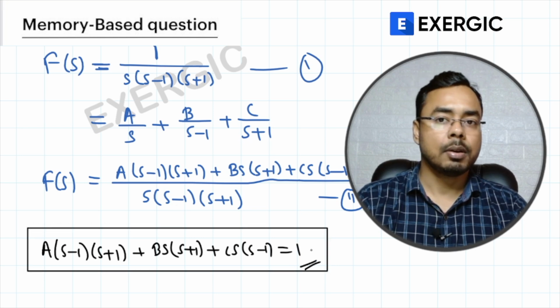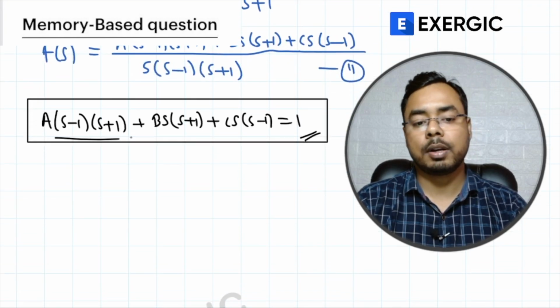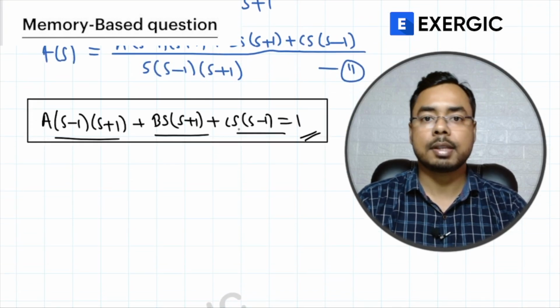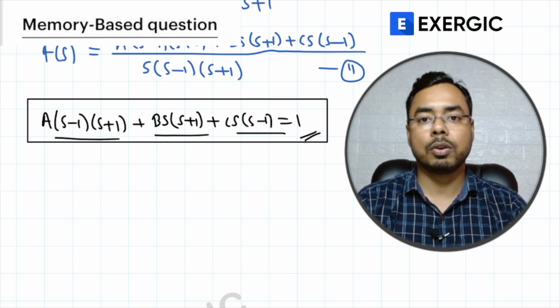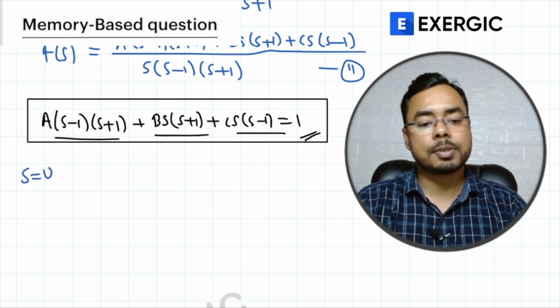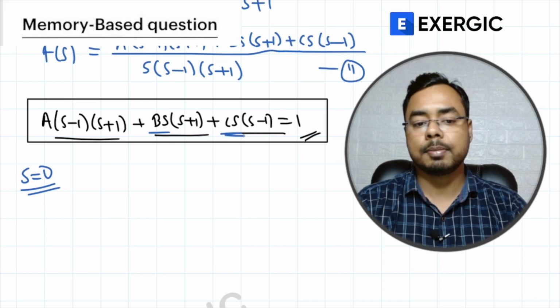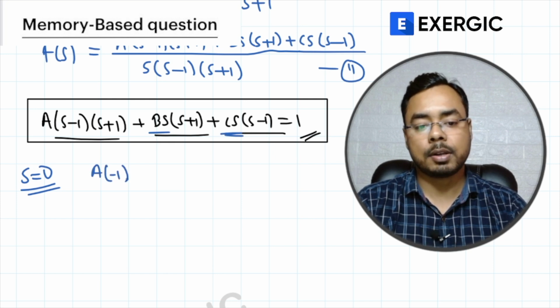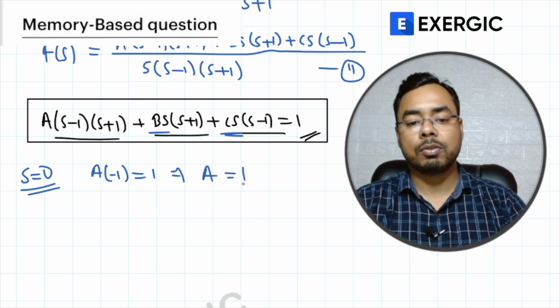Now in this equation, either you can substitute different values of s, or since these two quantities are equal for all the values of s, the coefficients of similar powers of s will be equal on both sides. So either you can equate the coefficients or you can substitute different values of s here. For example, if I place s equals 0, these two will become 0 and you will get A into minus 1 equals 1. And from here the value of A will be 1.